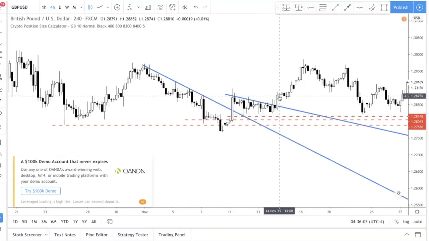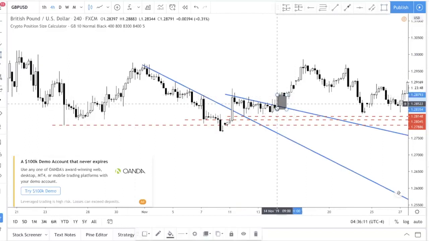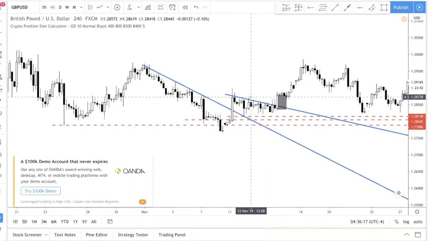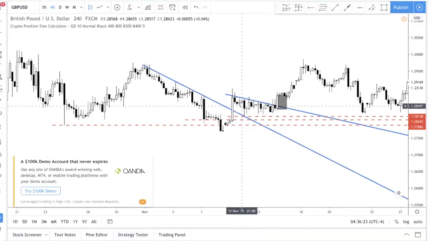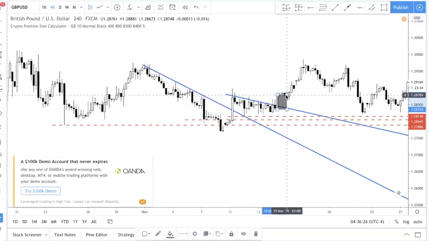You see this nice candle over here, this nice engulfing that has a very strong close above all these candle highs, even above this high over here. So you can see that this was the signal, the trigger candle to enter. This is how you do it.